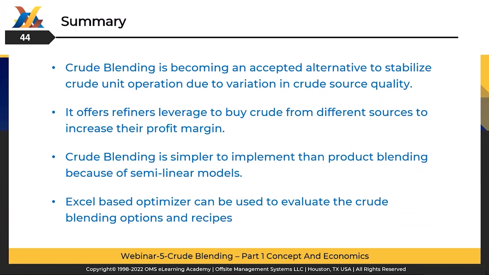So in summary, crude blending is becoming an accepted alternative to stabilized crude unit operation due to variation in crude supply sources. It offers the refinery leverage to buy crude from different sources to increase the profit margin. Crude blending is similar to product blending because of semi-linear models. An Excel-based optimizer can be used very effectively to evaluate different types of crude, different combinations of 2 to 3 or 4 crudes, to come up with a recipe which can be used in their refineries. That concludes my webinar.